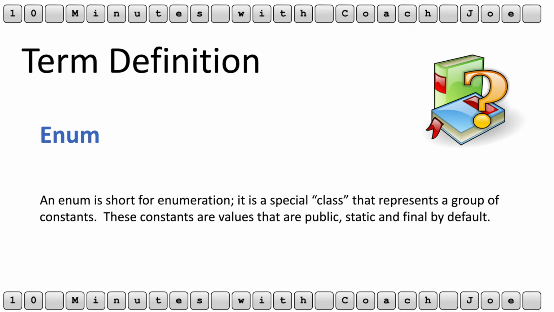The enum is public, static, and final by default. We will cover static and final in a future lesson. Just remember, it is publicly available and cannot be changed.